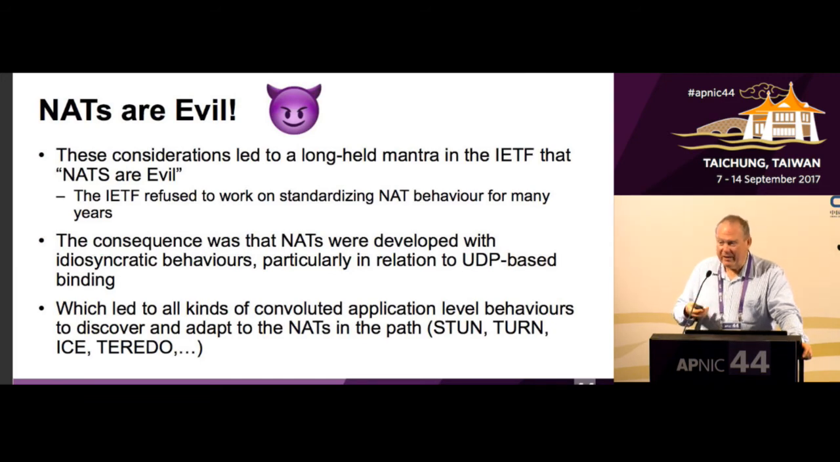So all of a sudden, what we saw was a whole bunch of convoluted application behaviour in UDP to figure out the kind of mess that the NATs were doing because the IETF refused to standardise them. Because the IETF thought they were evil, it was almost a self-fulfilling prophecy that realistically the real problem was the lack of standardisation rather than any intrinsic vilification of NATs in their own right.